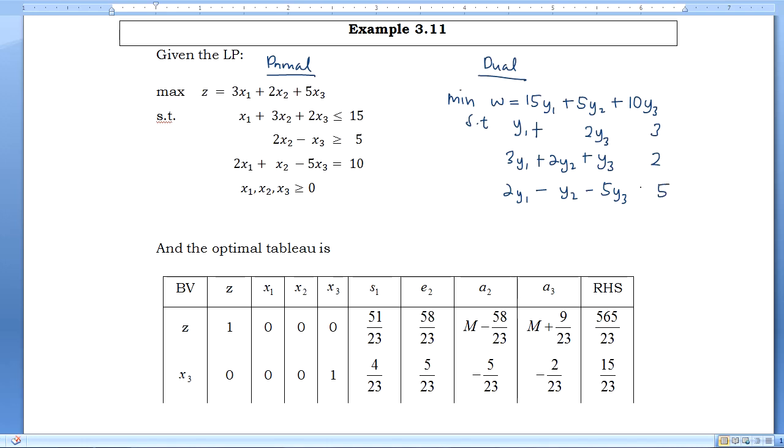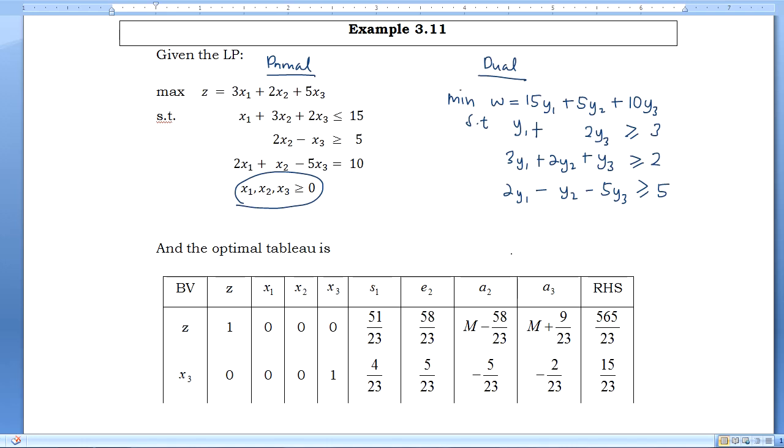Okay, let's look at the sign of the variable in the primal. All variables are non-negative. This is a normal variable. Therefore, the sign of the constraint is the sign of the normal minimum problem, which is greater than or equal to.